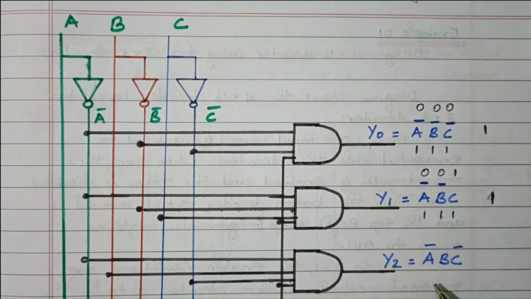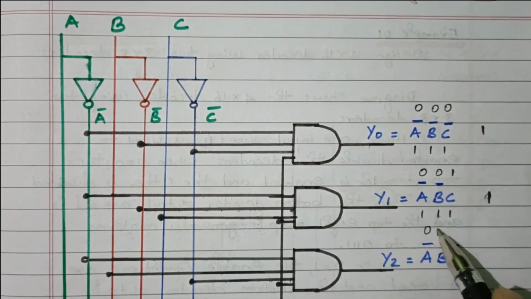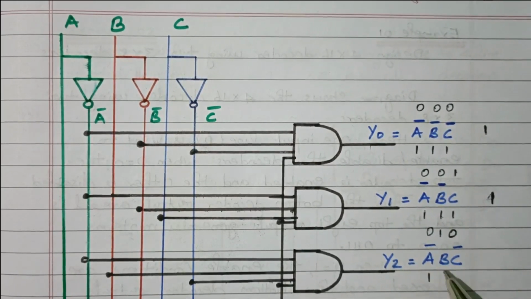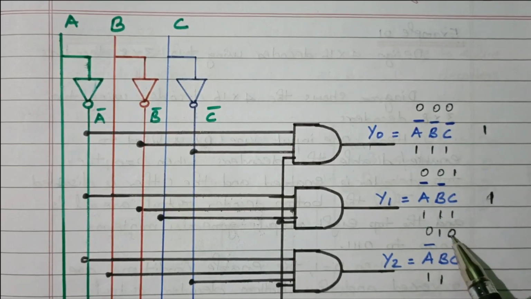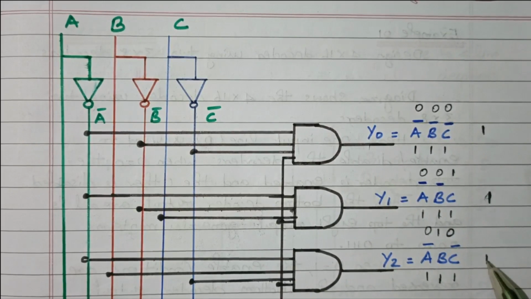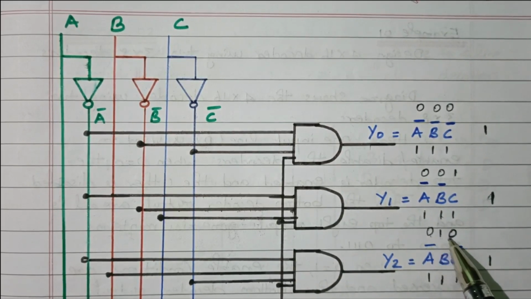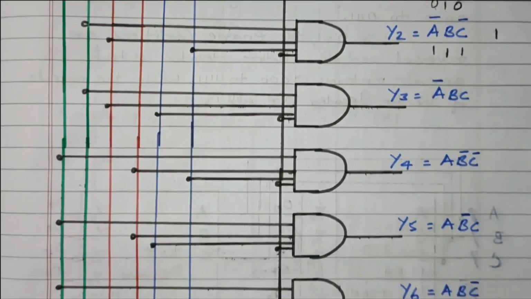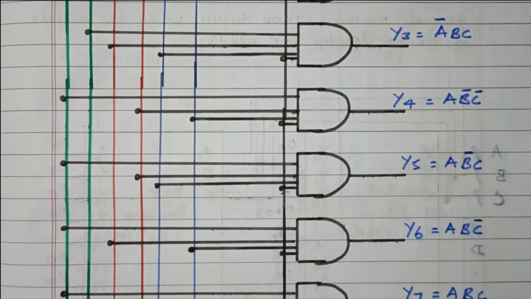For the third combination 0, 1, 0. A is 0 means A bar will be 1. B is already 1. C is 0 means C bar will be 1. So all are 1. So we will get 1 as an output for the combination 0, 1, 0. Similarly, we will see the other remaining outputs.